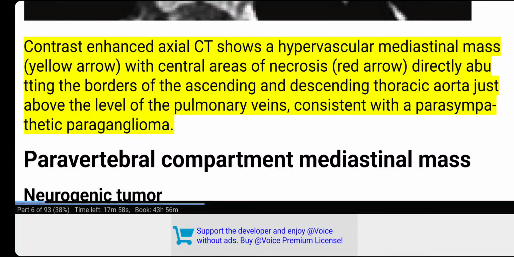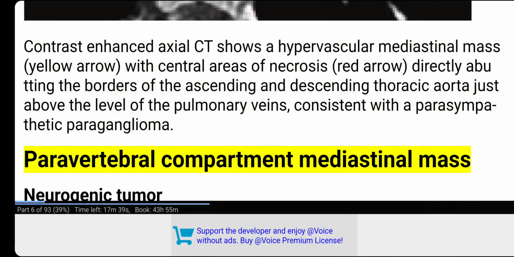Contrast-enhanced axial CT shows a hypervascular mediastinal mass, yellow arrow, with central areas of necrosis, red arrow, directly abutting the borders of the ascending and descending thoracic aorta just above the level of the pulmonary veins, consistent with a parasympathetic paraganglioma. Paravertebral compartment mediastinal mass.